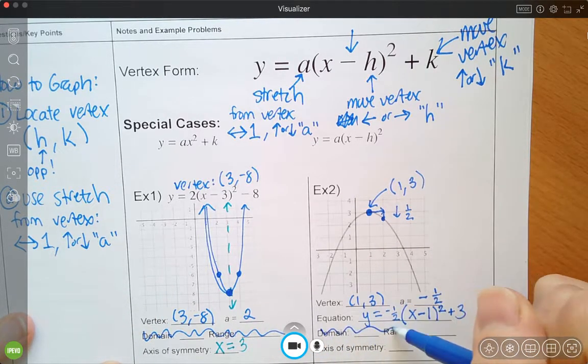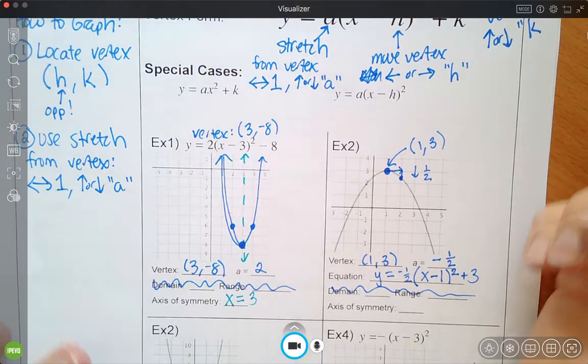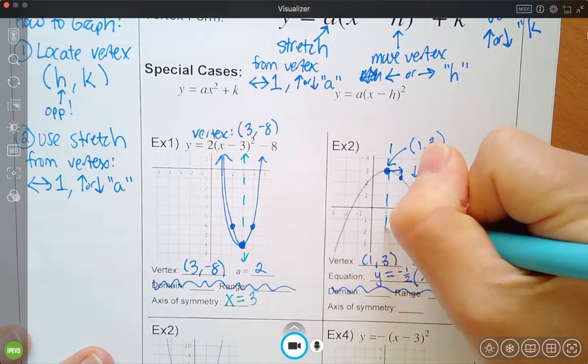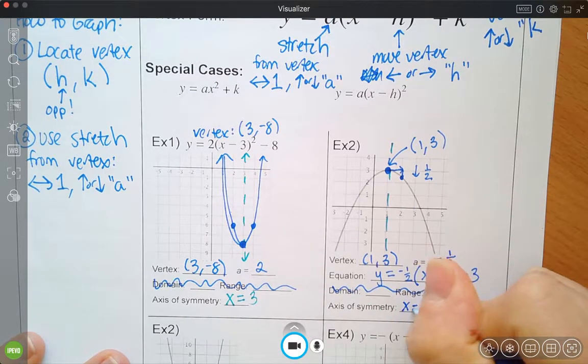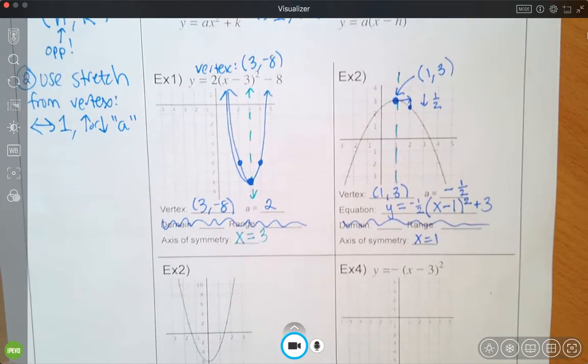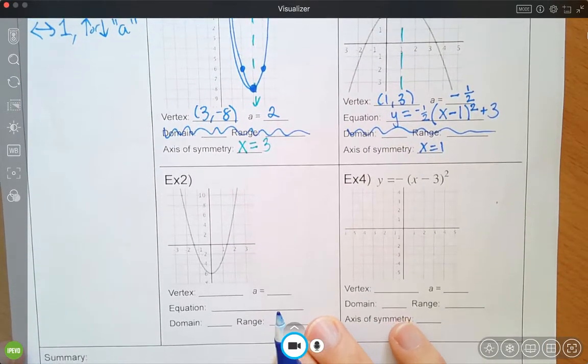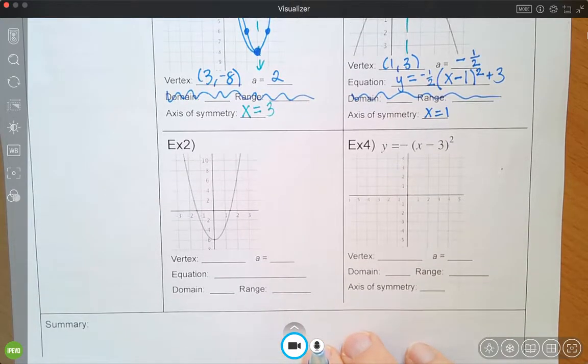Domain and range we're going to skip. Axis of symmetry is the vertical line that cuts right through, and that's located at x equals 1. And just kind of a little hint, it's always going to be the x coordinate of your vertex. Okay, 2 more and then we're done. Also, feel free to pause and rewind. If you're confused, watch it again, okay?